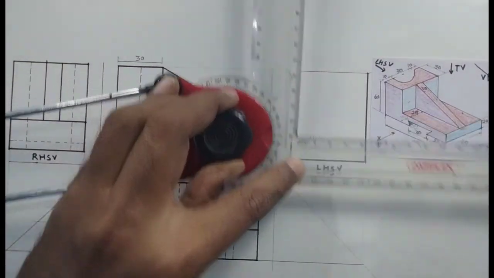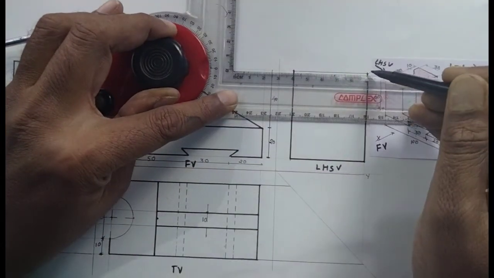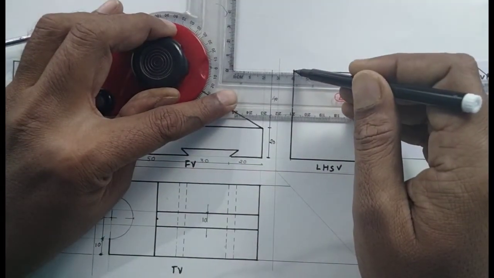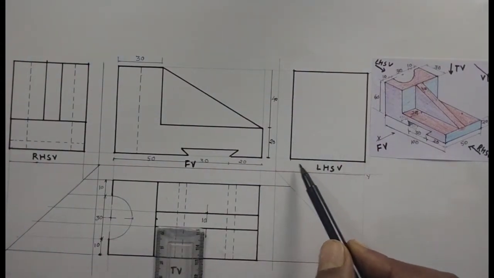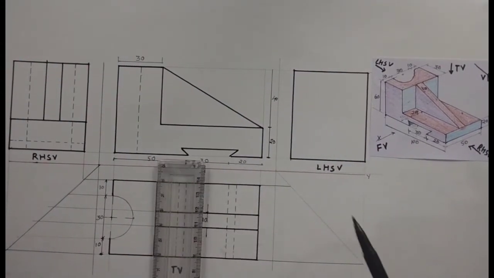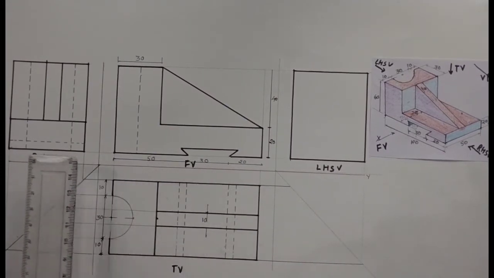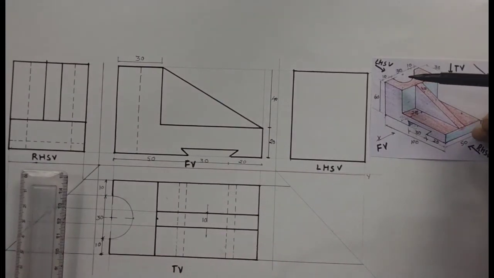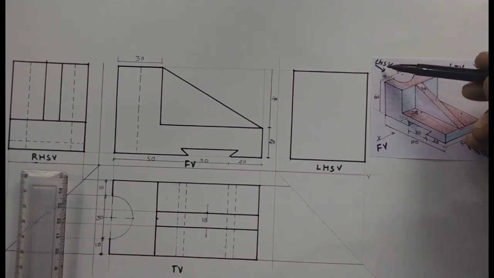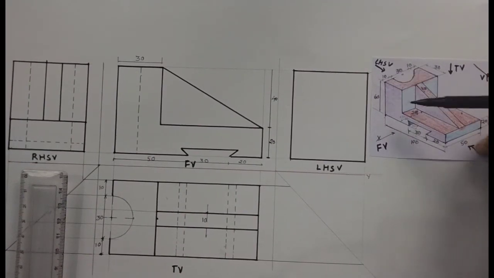We have the full rectangle, 60 by 50 mm with the width. But now what is this? This semicircular vertical hole can be visible. So this edge from the left side is visible.